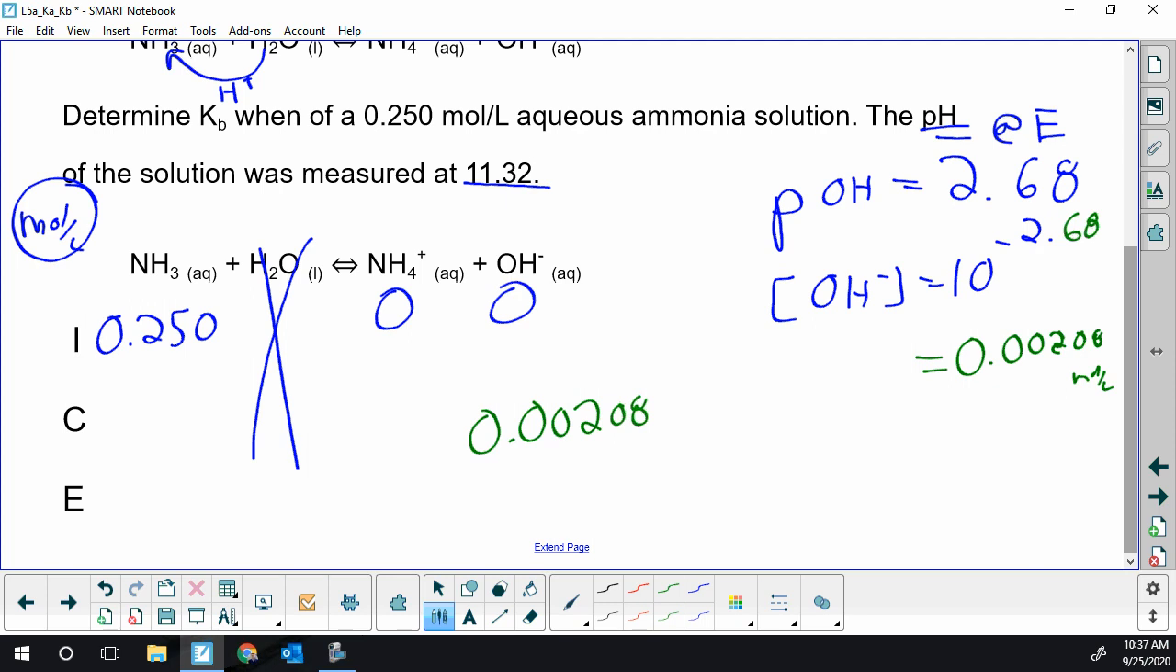So are there any questions about that flow I did from pH to pOH to hydroxide? So that's the change for hydroxide, and that'll be the same change for everything.